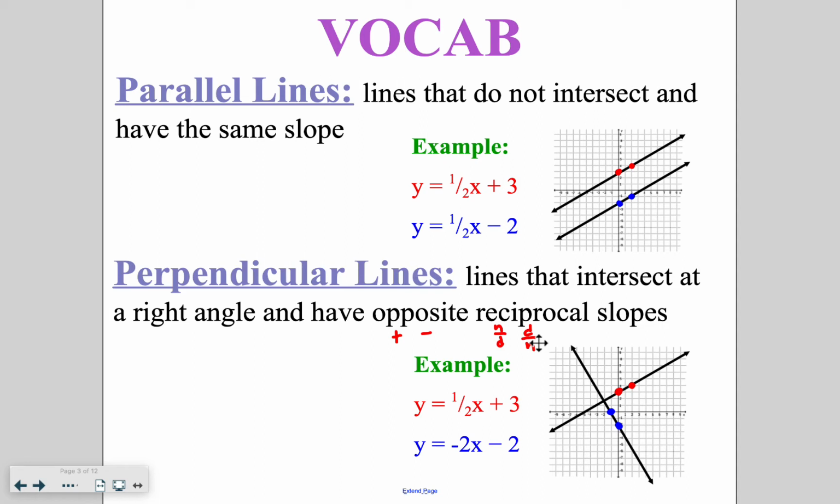So in this case, the one on this graph, once again, the starting one is 1/2 x plus 3, so up 3 and then up 1 and over 2. The perpendicular line then for this one is y equals negative 2x minus 2. So we've got a negative 2, and then our slope is down 2 and over 1, or up 2 and left 1. So we have that intersecting line at a right angle.